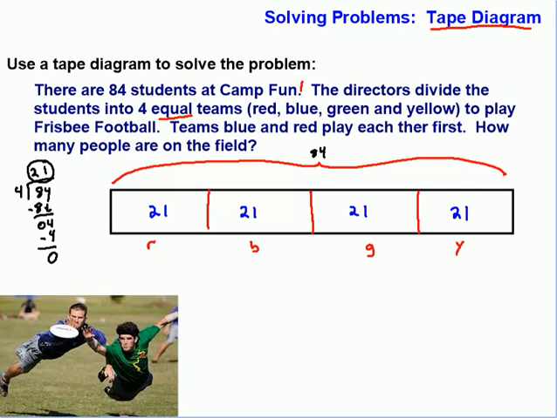So then we find out that teams blue and red play each other first. We know that all of the teams are the same size, but let's go ahead and look at blue and red since we took the time to label them. Here's blue and here's red. How many people are on the field when they play their game? Well, that's pretty easy. The blue team has 21 and the red team has 21. We add those together and we get 42. So there'll be 42 people on the field. And that's all we do to use tape diagrams. They're just little boxes that we divide into pieces, and we use them to solve some basic problems.